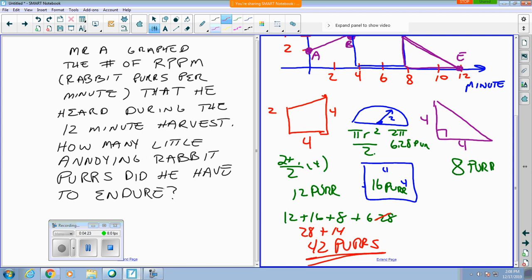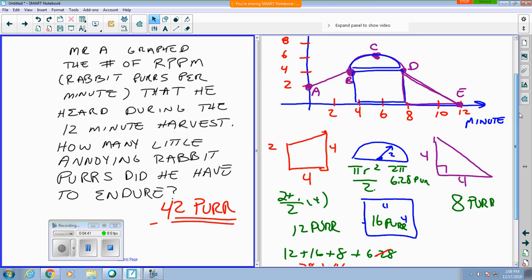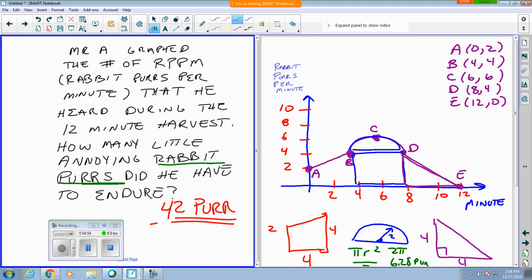So, how many purrs did I have to endure? The answer is too many. 42. And everyone, units lead the way. You don't have to understand rabbits. You don't have to understand what a purr is. You don't have to care. What you have to be able to do is make sure the units between the y-axis and the x-axis result in the unit you're after. Because I asked for how many rabbit purrs, right? Forget all the adjectives. They are little and annoying. Trust me.